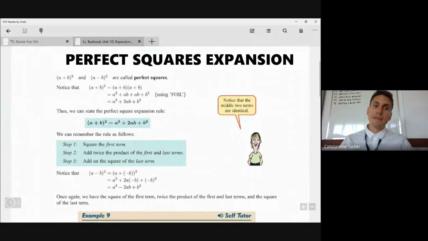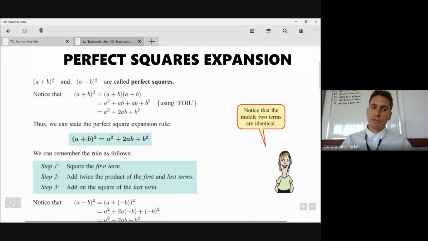It's the perfect squares expansion we are looking at. Let's just remember the formula here, which is if you have (a + b) all squared, you use your a squared plus 2ab plus b squared. Now, what does this mean? How did we get this? Let's just do it very quickly up here.